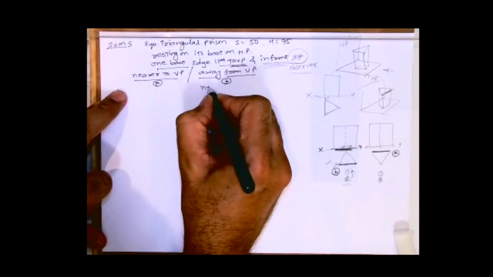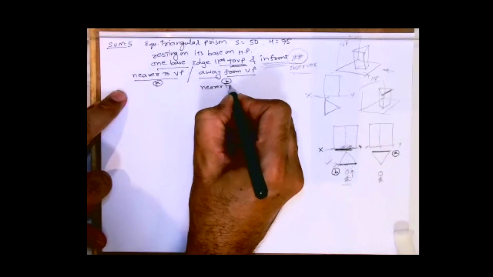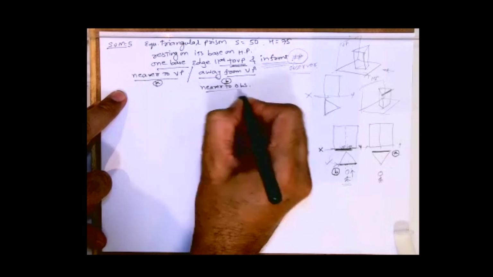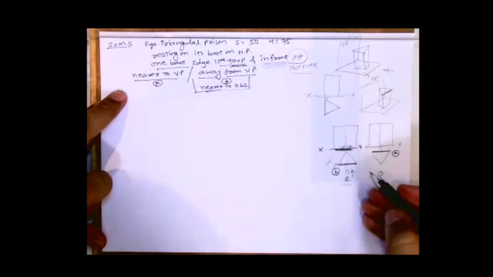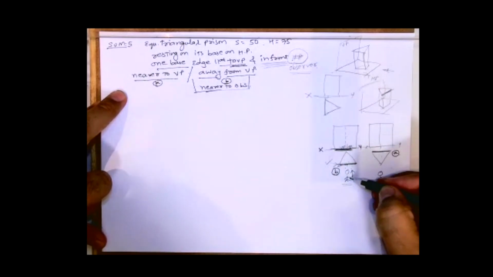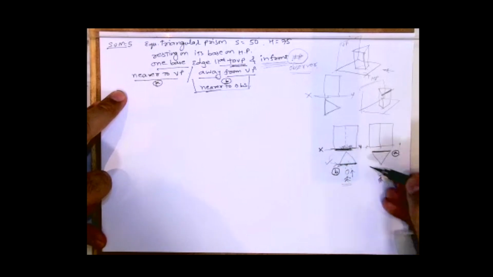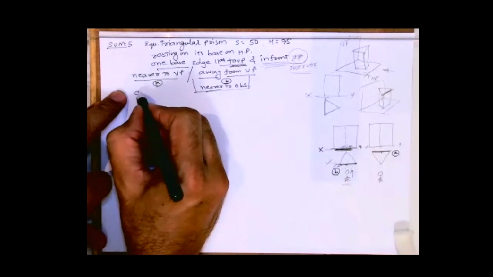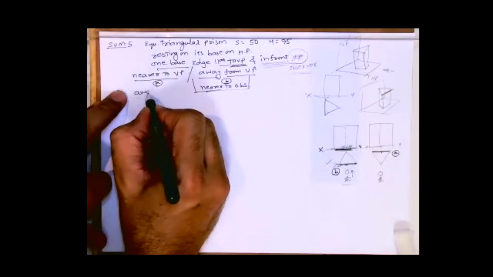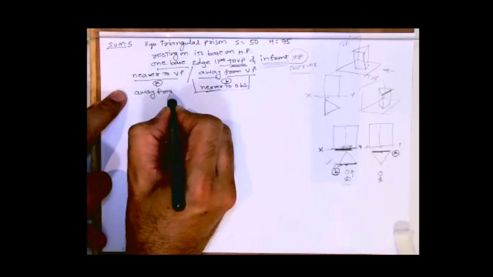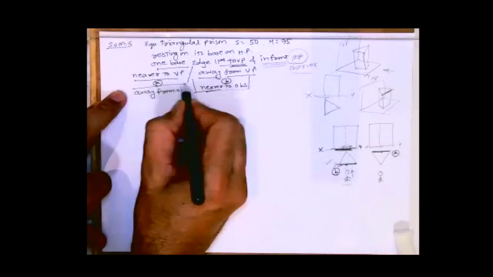So it is nearer to the observer. Understood? It is one and the same. If this is nearer to the observer, then it has to be away from VP. If it is nearer to VP, then it has to be away from the observer.